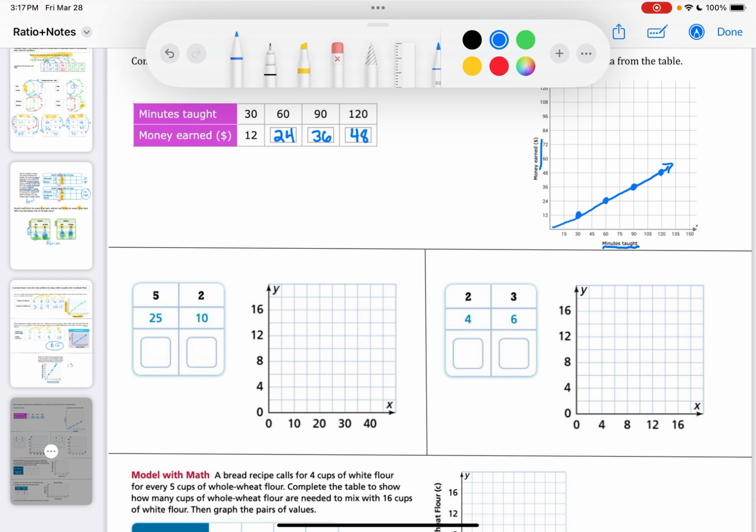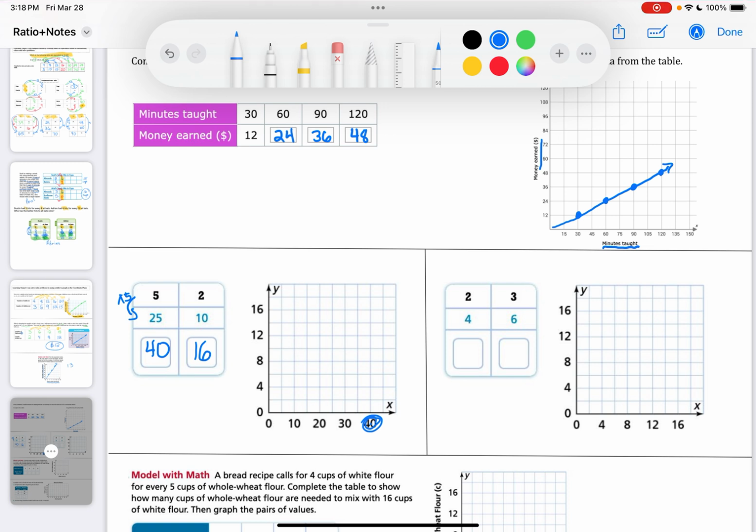All right, so the next two, it looks like we get to choose our own adventure. So I have 5, 2. What they did so far was 5 times 5 is 25, and 2 times 5 is 10. So let's see, I might do times 8. If I do times 8, 5 times 8 would be 40, and 2 times 8 would be 16. Now I could pick any numbers, but I picked 40 because I knew I could do 5 times 8, and that would get me right here.